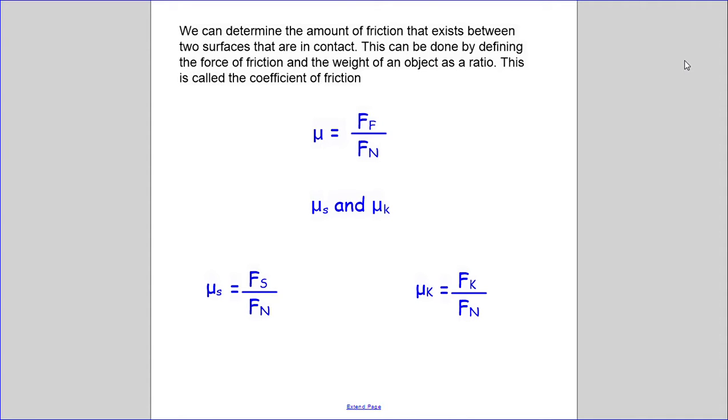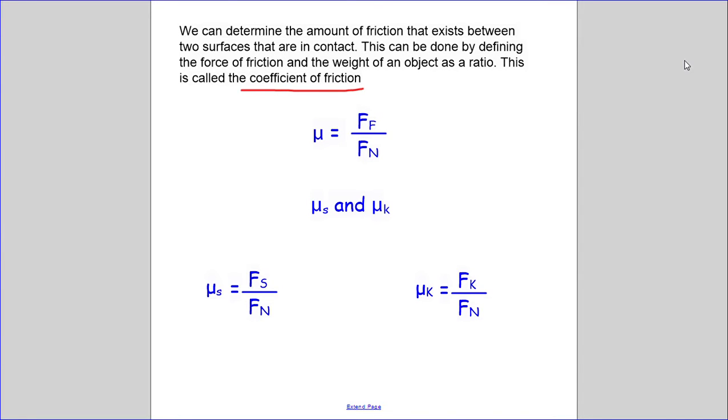So we can determine the amount of friction as we start to move into some of the mathematical concepts here that exist between two surfaces that are in contact. This can be done by defining the force of friction and the weight of an object as a ratio. This value, the one we're going to be using, is called the coefficient of friction.